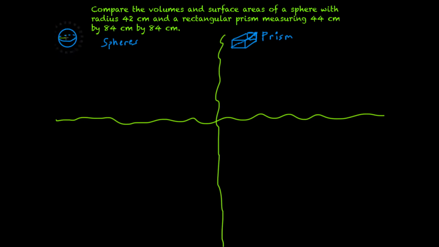Okay, so the radius for the sphere, and if you're looking inside here, I'm running out of room. There's not enough to write the radius value inside, so what I'm going to do is use an arrow indicating that the radius is 42 centimeters. Alright, and over here on the rectangular prism, well, it's 44 by 84 by 84. So here's a rectangular prism also. Alright, I'm going to change pen colors again.